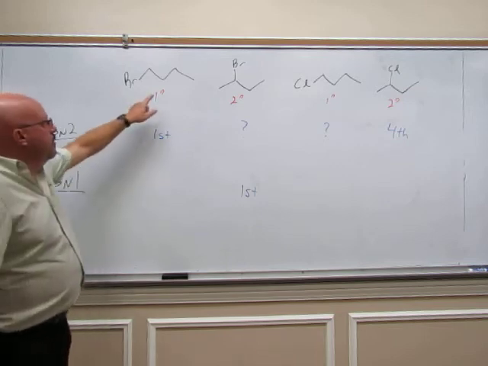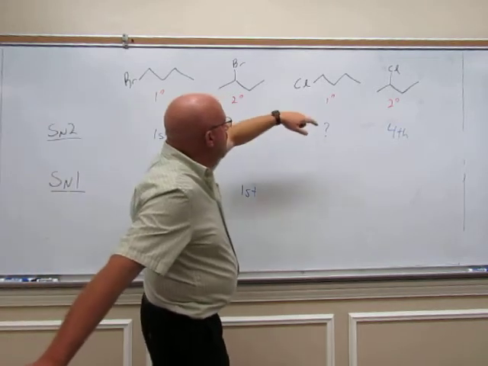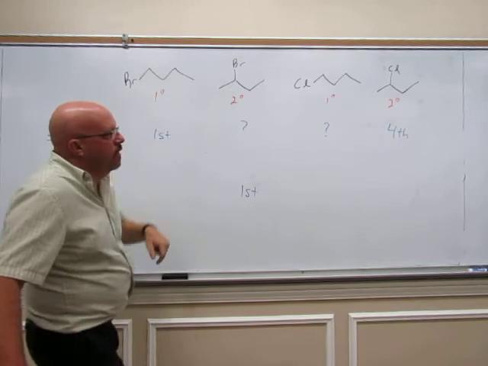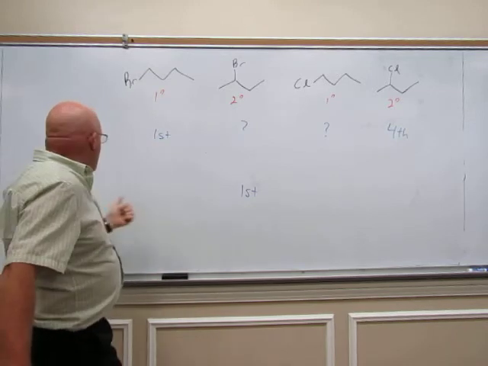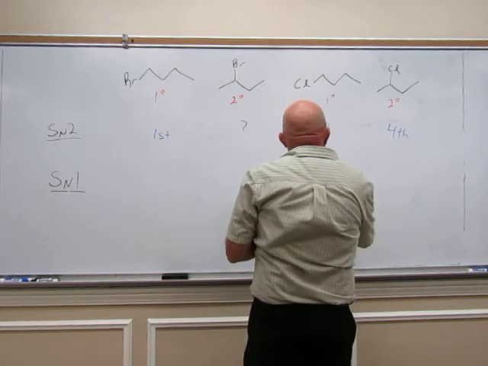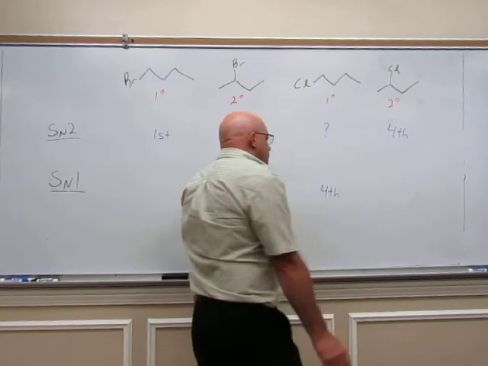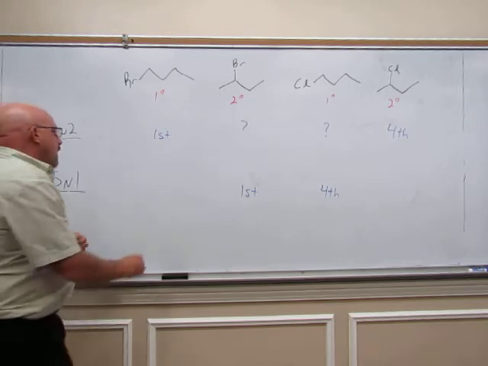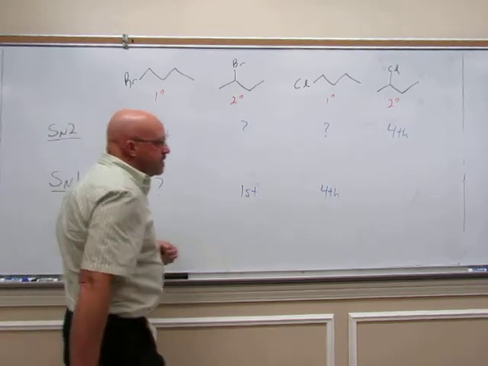Now, if we look at the other two, primary, bromo is a better leaving group than the chloro. So the worst one of the bunch for an SN1 reaction is the primary chloro. This is fourth. We know that. Now, the other two I'm going to put question marks beside.